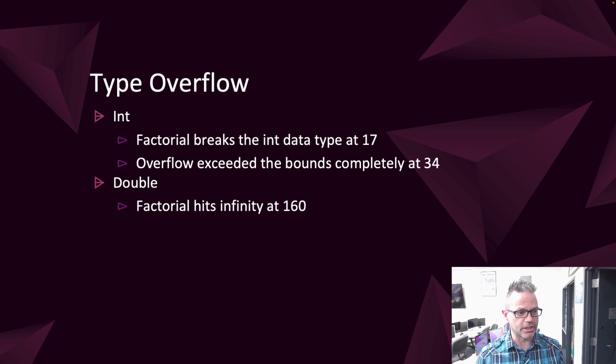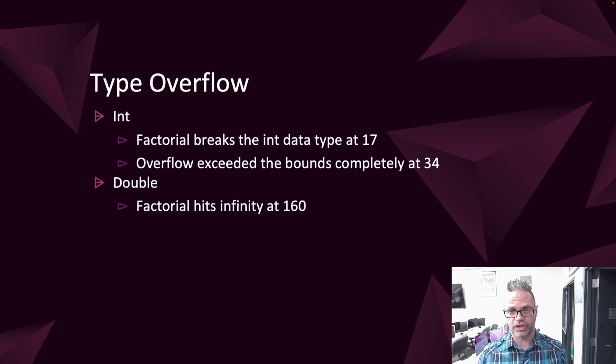We haven't seen this since we talked about math a while ago. With type overflow, we see that an int factorial breaks the int data type at 17. It's just too big, too fast. And overflow exceeds the bounds completely at 34. We just get to 0 and we're done. On double, factorial hits infinity at 160 because it gets so big so fast. Even though double holds this ridiculously huge 2 times 10 to the 306th power, we hit positive infinity at 160 and you can't calculate anything past that point.